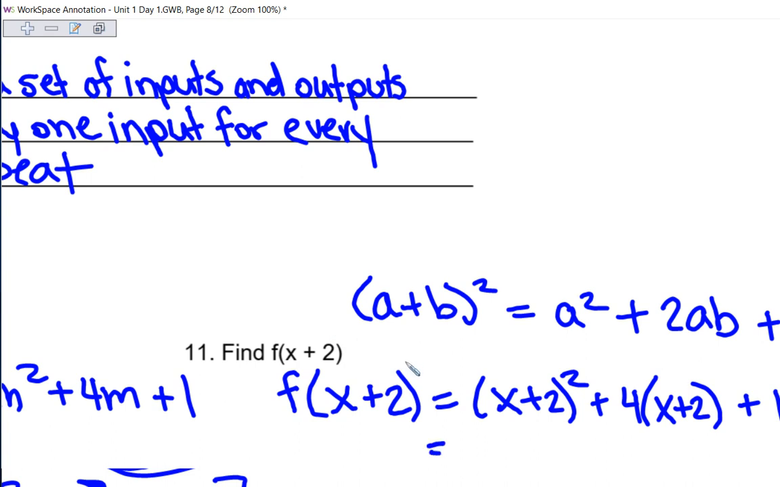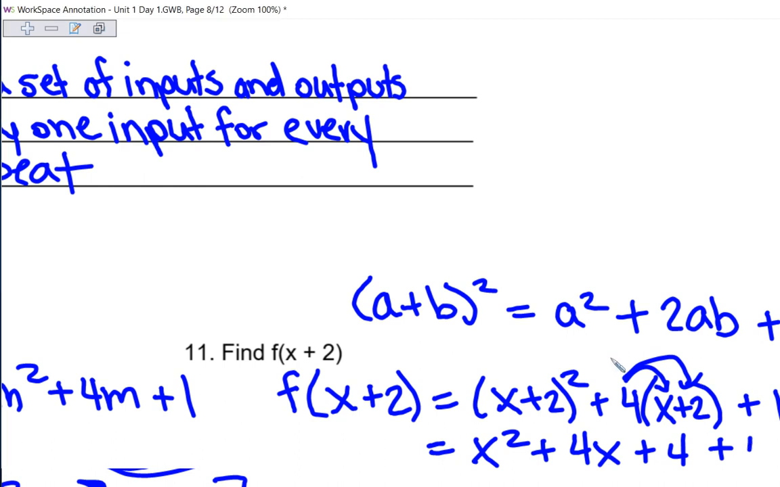Now, let's go ahead and apply that formula. So the first thing I have to do is take the first term and square it. If I take x and square it, I get x squared. To get this middle one, you multiply them and double it. If I multiply x and 2, I get 2x, double it, that gives me 4x. And the last thing is square the last term, so 2 squared is 4. Now we're ready to distribute that 4. So that would give us what? 4x plus 8 plus 1.